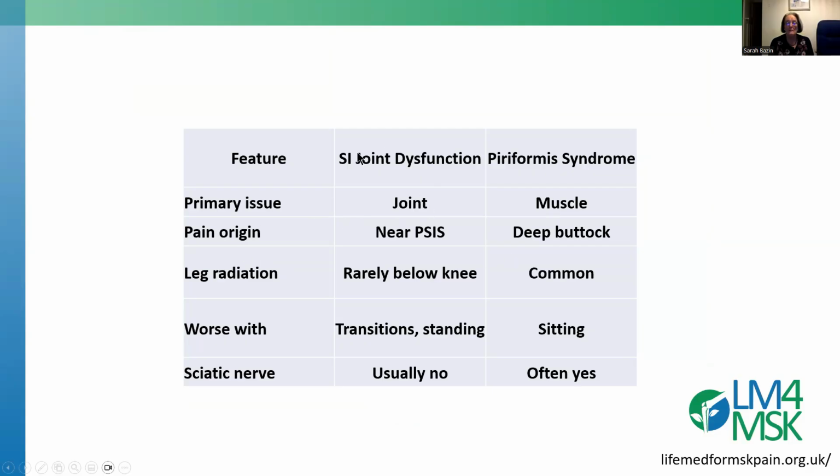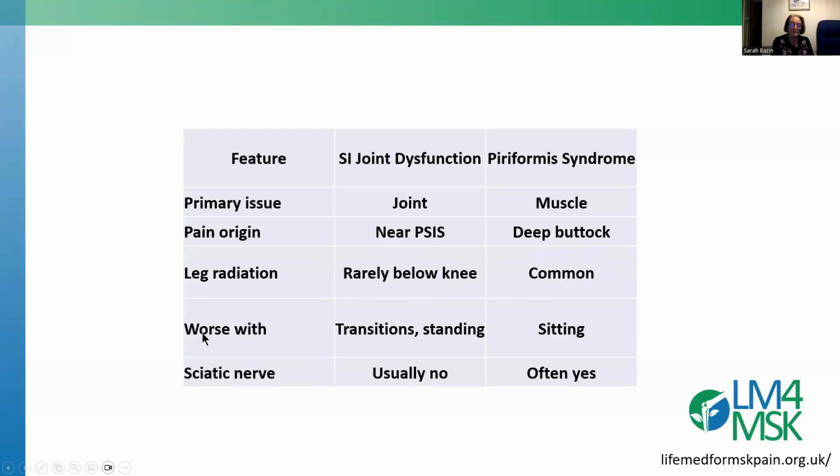So the primary issue in the sacroiliac joint is the joint, whereas in the piriformis it is a muscle. In the sacroiliac joint, the pain may be higher up near the posterior superior iliac spine, whereas in the piriformis, it's deep down in the buttock. It's right in the bottom of your gluteal muscles. The pain in the sacroiliac joint goes only up to the knee. It will never go below the knee. Whereas in the piriformis it can go lower down, and it's quite common. The leg pain is less with the SI joint.